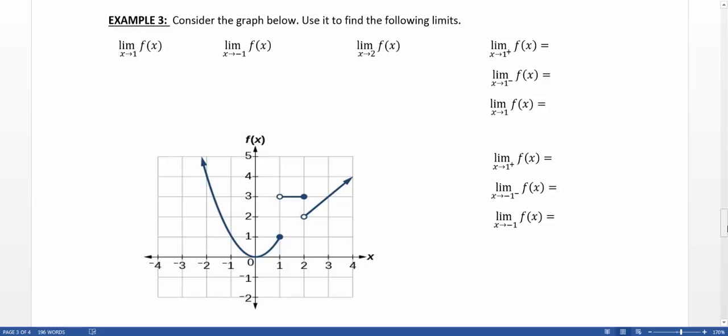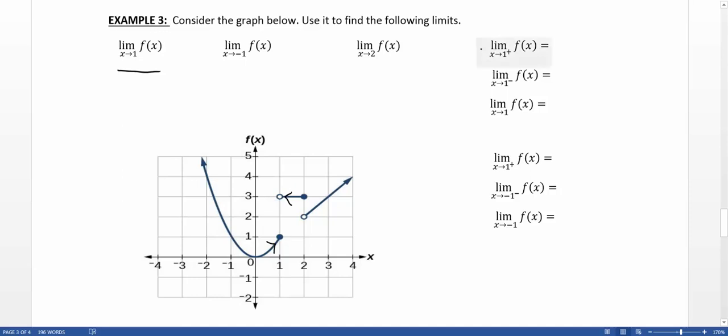So consider the graph of f of x below. This is called a piecewise function because this is defined by different functions for different parts of the graph. We can see that there's some holes and some jumps, so we're going to have to be really careful with our limits. There's three limits that we want to compute here. The first one is the limit as x goes to 1 of f of x. So as we approach 1, we're considering what happens to these functions.